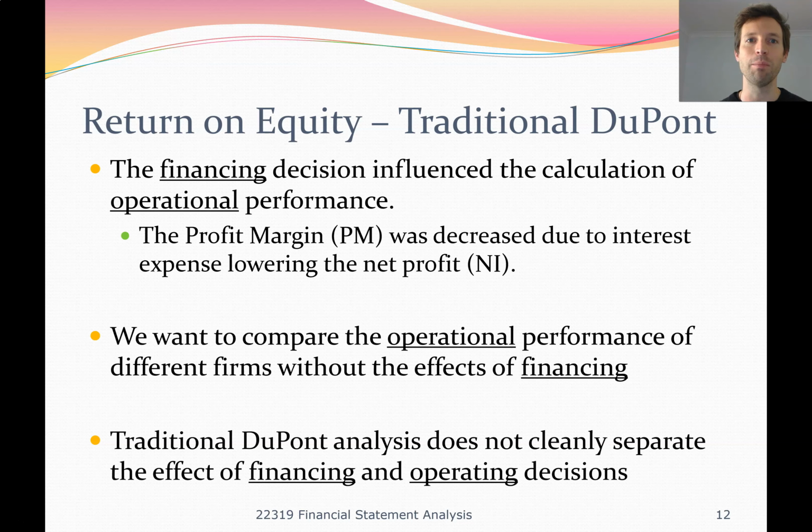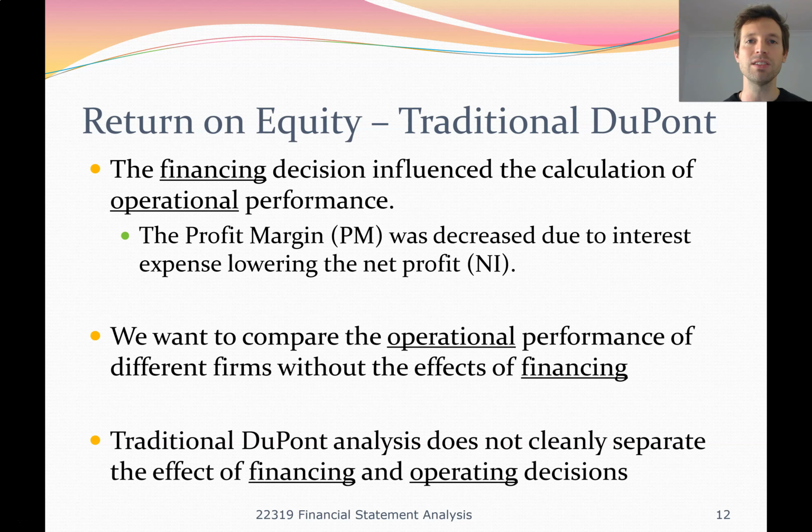So just to reiterate that point, the financing decision of choosing to borrow money to buy that apartment influenced our return on equity. And we knew that was going to happen because it changed our leverage. However, what it also did is it changed our measure of operational performance. It changed our calculation of the firm's profit margin. The profit margin was decreased due to the increased interest expense, lowering our overall net profit.